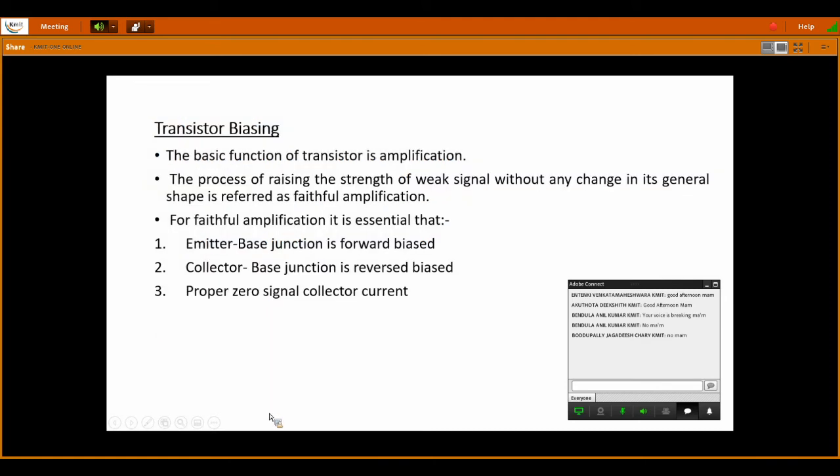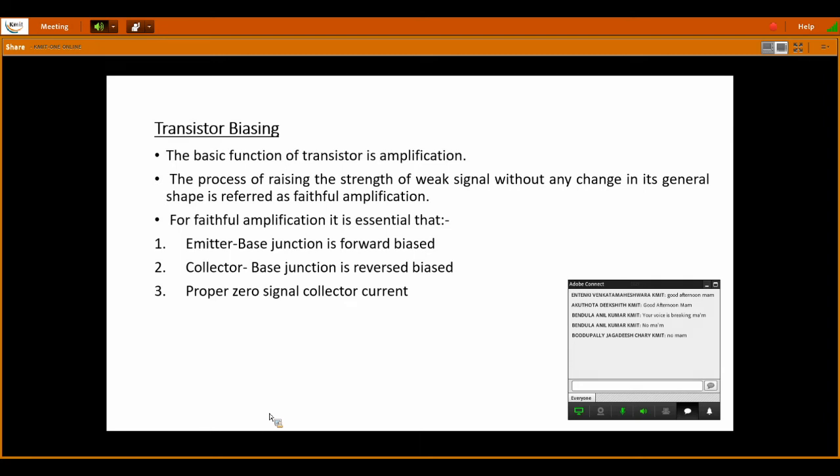Next, transistor biasing. The basic function of your transistor is as an amplifier, and it could also be used as a digital gate or logical gate. The most familiar application of your transistor is as an amplifier. When it is used as an amplifier, it is in the active region.